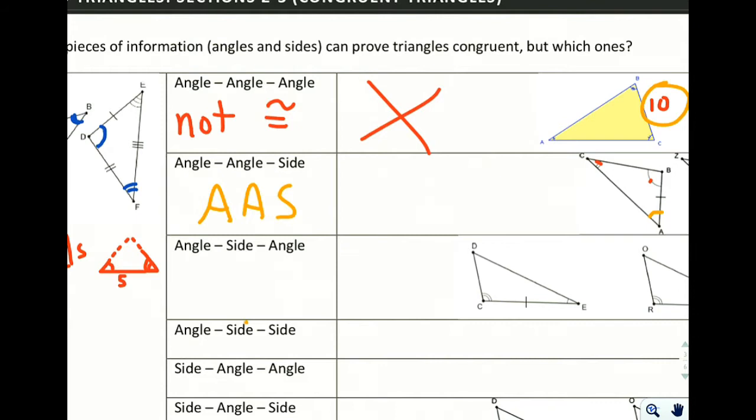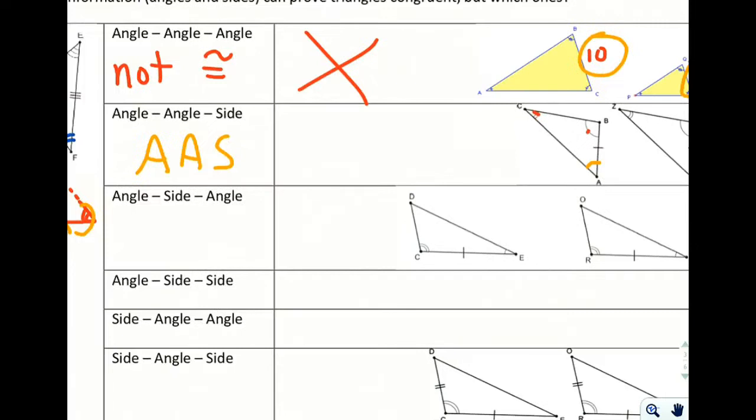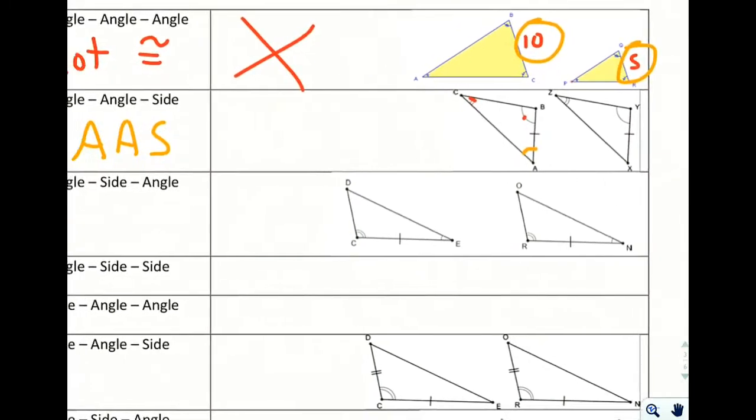Next one, angle, side, angle. That was the example we used down here. Angle, side, and an angle all in a row. Here you can see from the example, let's abbreviate it, angle, side, angle, ASA. You'll use these abbreviations more than you'll use the full names. We have an angle, and immediately after that we have a side, and immediately after that we have an angle.